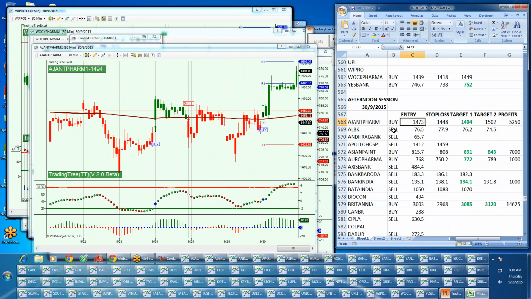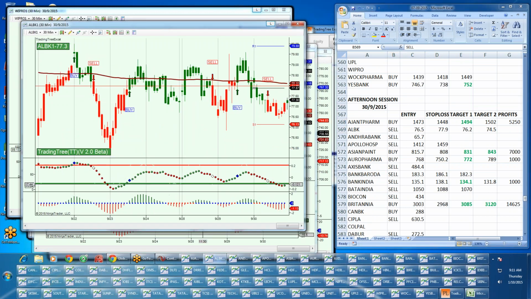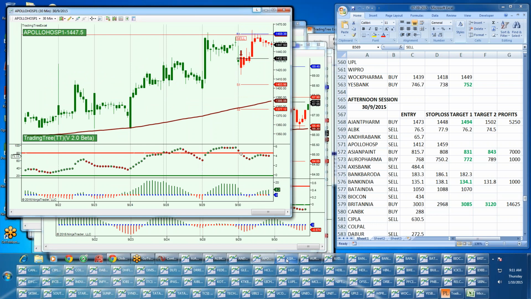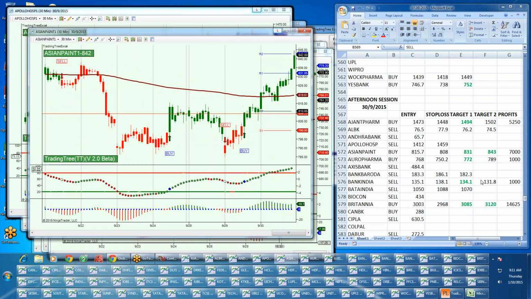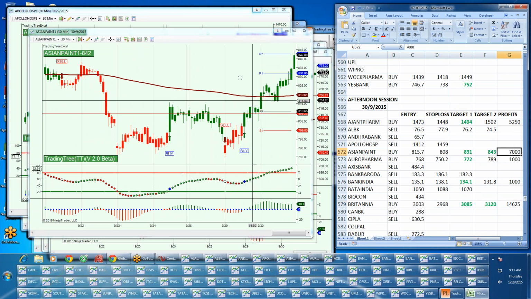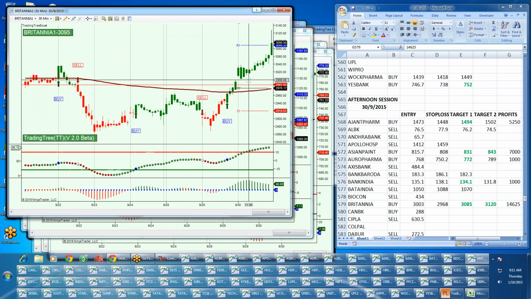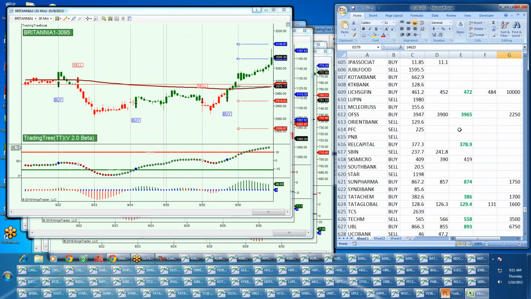Likewise, I had a sell in ALBK, but that did not trigger. Likewise, you can see some of the trades we did yesterday. Asian Paint was a very good trade. You can see 7,000 there, and Britannia was a fantastic trade actually. Around 14,625.